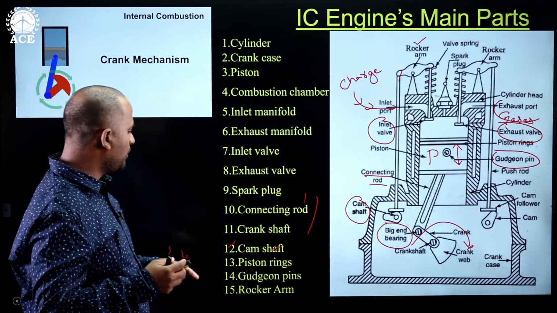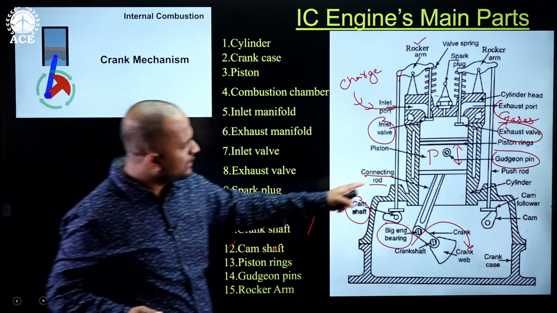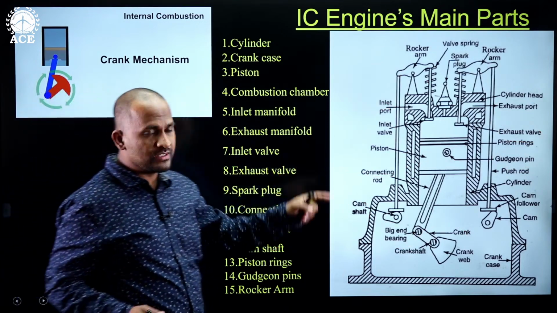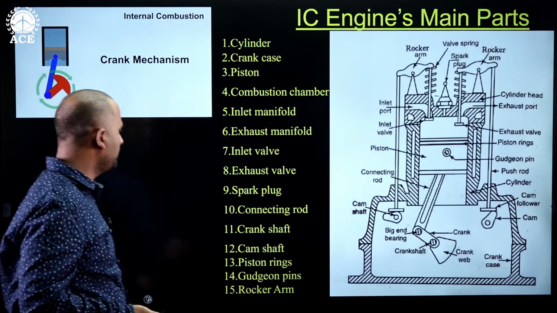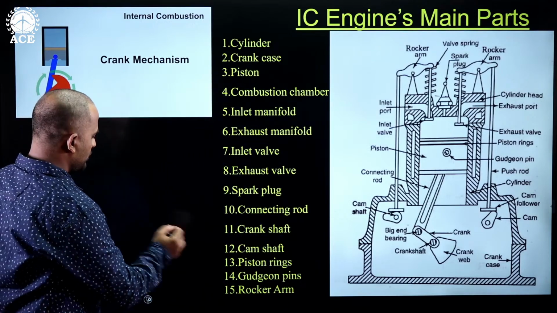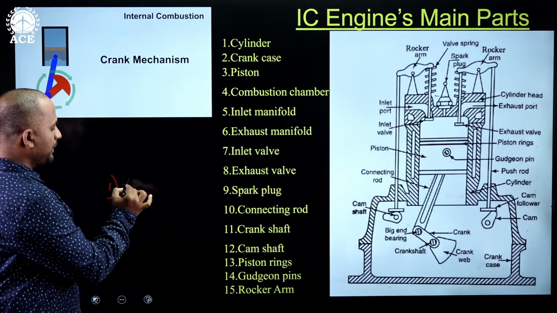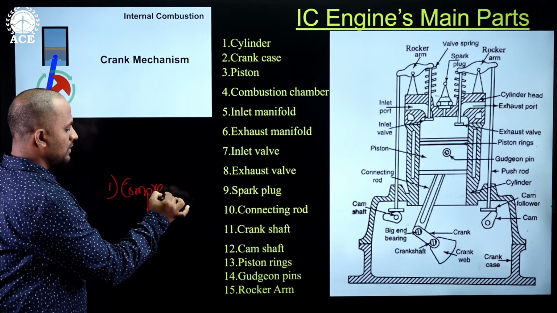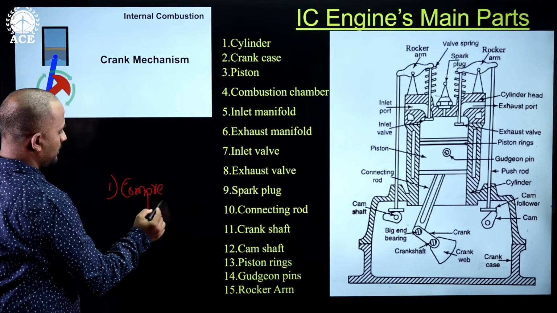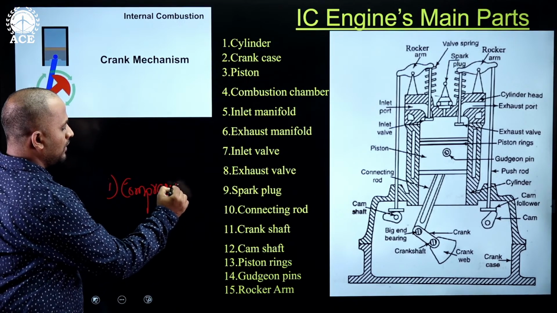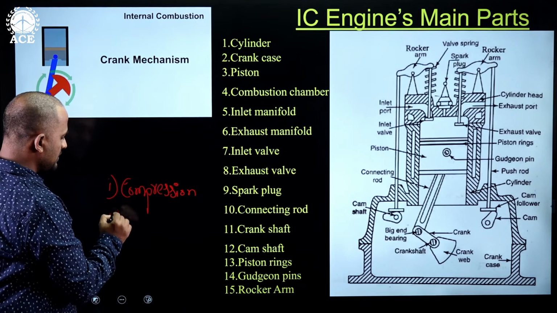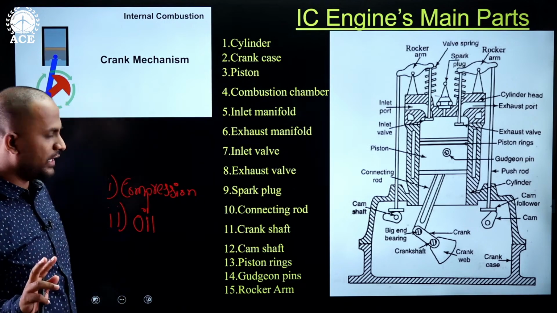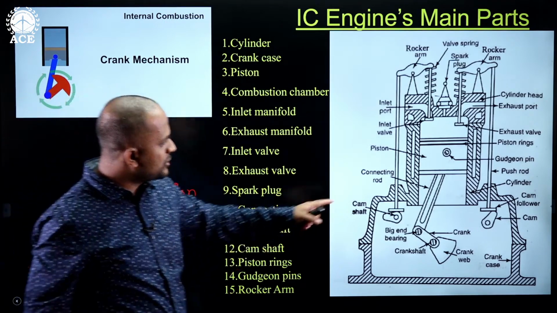One more important point which is present here is the piston rings. What is the purpose of piston rings here? The piston rings are of two types. What are those? The first one is compression rings, and the second one is oil rings. These two rings are placed over the piston.